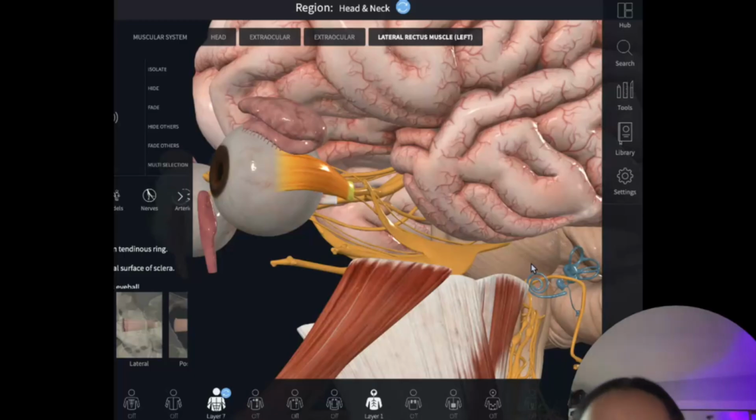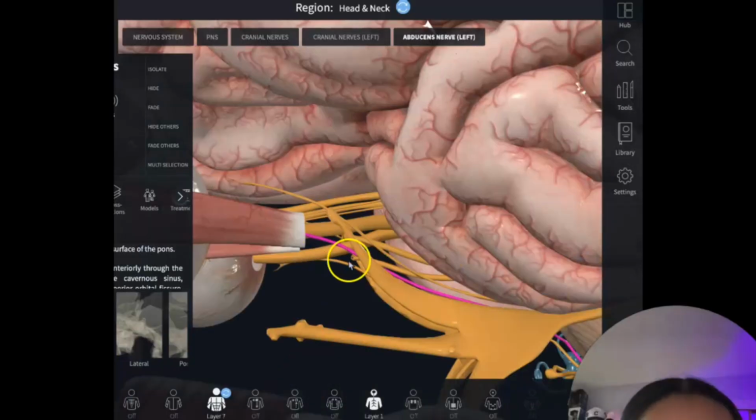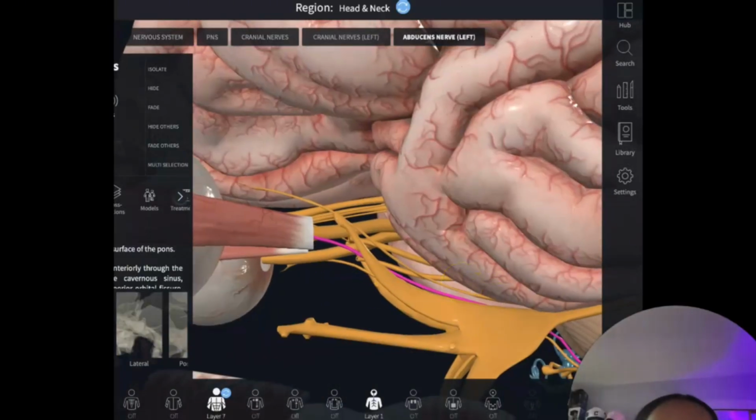The nerve that innervates this muscle is the abducens nerve. This is cranial nerve 4. Let me show this for you right here. Right here highlighted in pink is the abducens nerve. The pathway for this consists of the brain sending a signal to the abducens nucleus in the pons, and then the abducens nerve sends the signal to the muscle, causing a contraction.